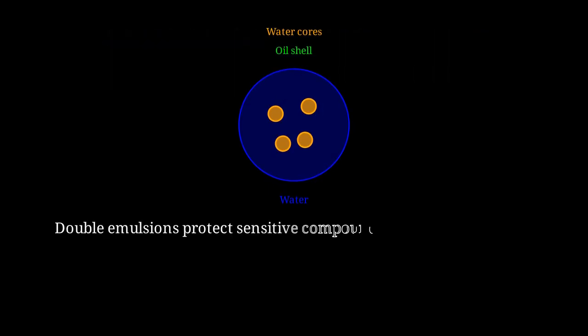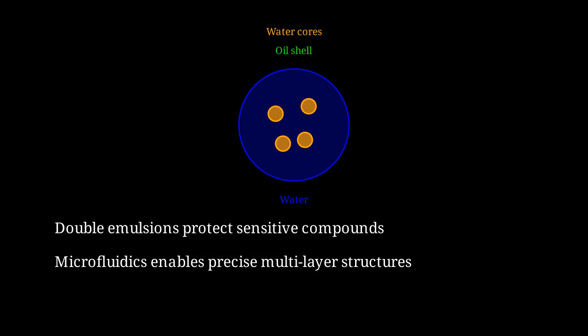Double emulsions can protect sensitive compounds from the external environment. The inner aqueous phase can contain proteins or peptides, protected by the oil shell. Microfluidics allows you to create these complex structures with precise control over both the inner droplet size and the shell thickness. This is nearly impossible with traditional methods.